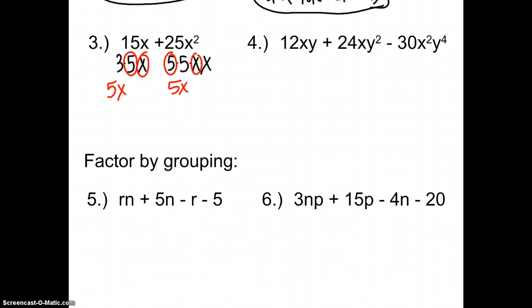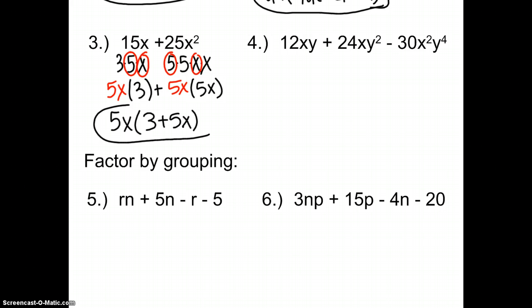And what we have left in the first term is just a 3. And the second term, we have a 5x left. So now if we factor out 5x from the 2 terms and then combine what's in the parentheses, 3 plus 5x, we arrive at our final solution, 5x times 3 plus 5x.